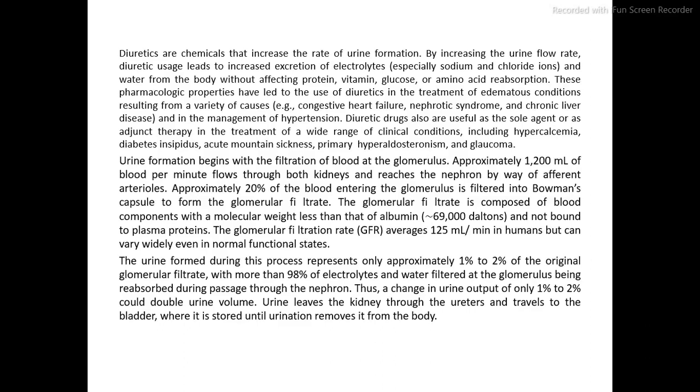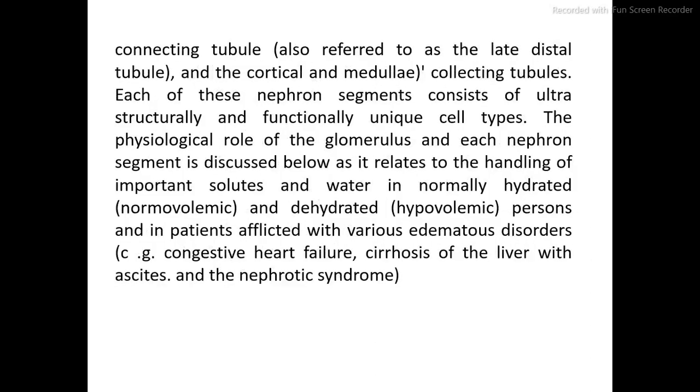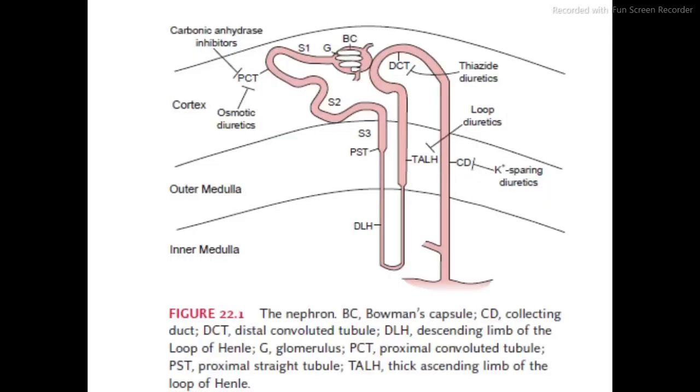Okay. Now the glomerular filtrate which is formed from the glomerulus leaves the Bowman capsule. Wait, I will show you the diagram of the nephron. Now this is the diagram of the nephron. This is the figure of the nephron. So if you check, this is the Bowman capsule.